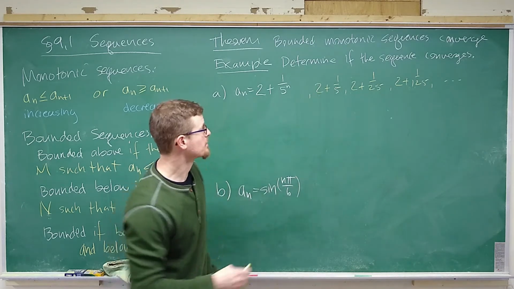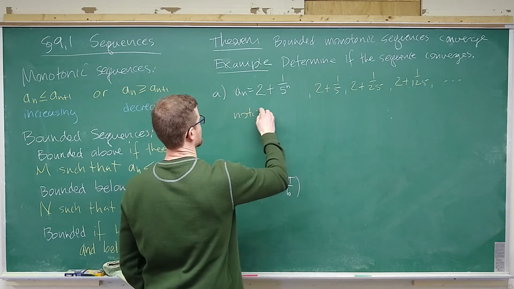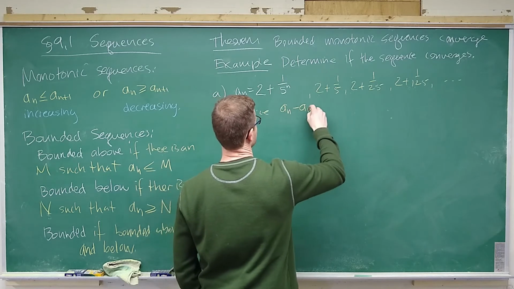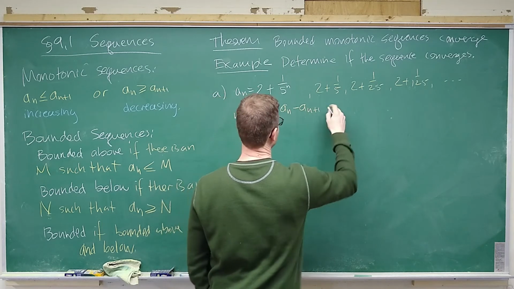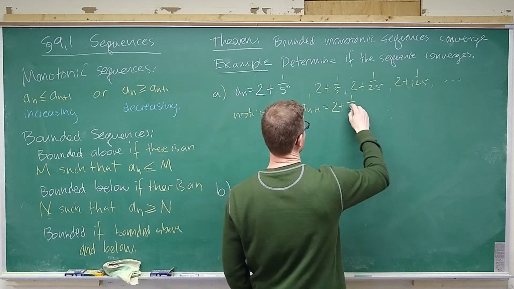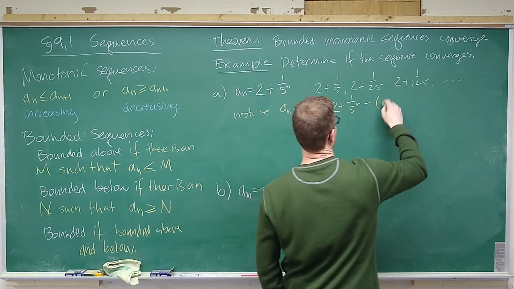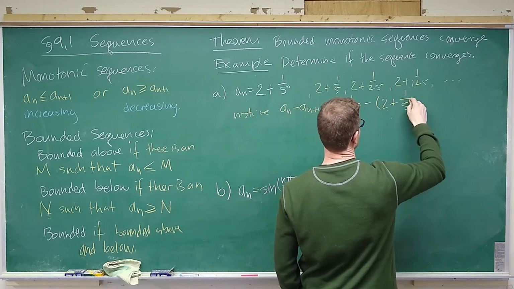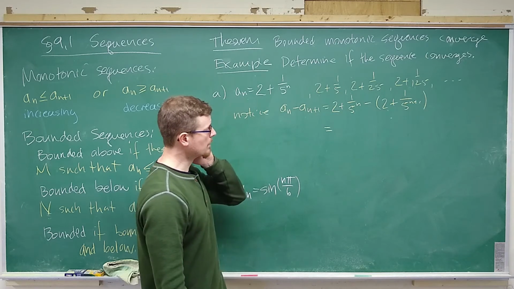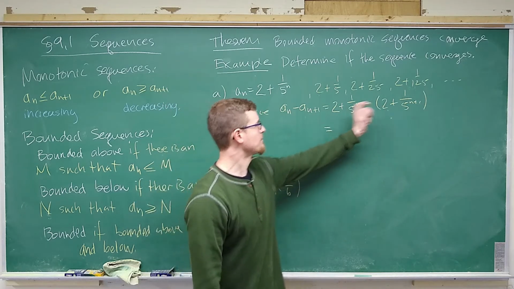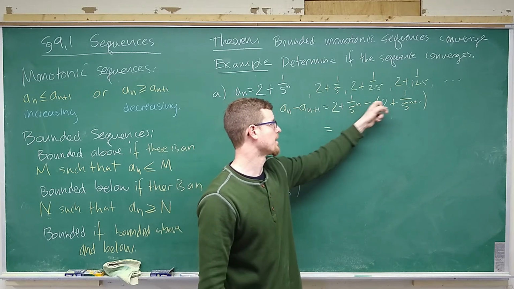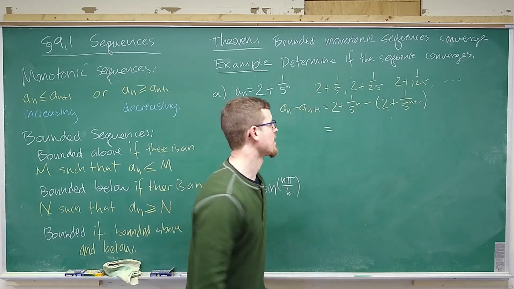So this is actually decreasing. We can notice that a sub n minus a sub n plus 1 would be equal to 2 plus 1 over 5 to the n, minus 2 plus 1 over 5 to the n plus 1, which is equal to 2 minus 2 cancels out, and if I want to find a common denominator here, I would have 5 over 5 to the n plus 1 minus 1 over 5 to the n plus 1.